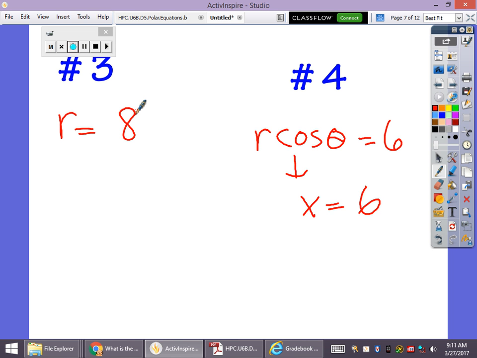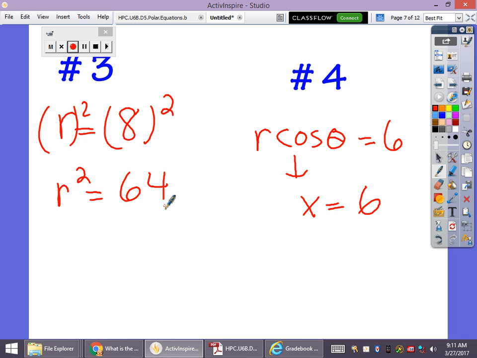Over here we have r equals 8. What do we know about r? Not a heck of a lot. I know a formula for r squared. So how do I turn r into an r squared? You can square it. Why does squaring work this time and it didn't last time? Because there's no trig, so I can just square it. So r squared equals 64. But this isn't in x's and y's. It's not a line or a circle. Oh, x squared plus y squared equals 64. Am I done? Yep.